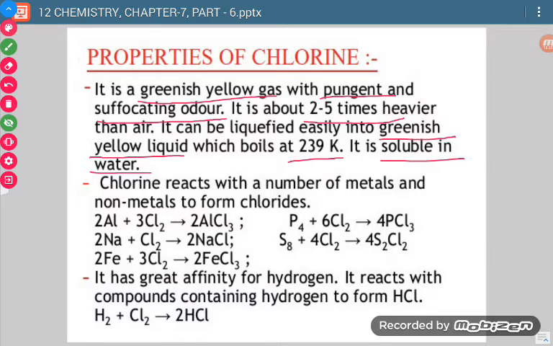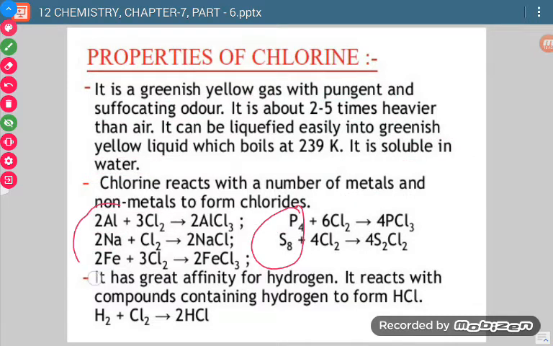Chlorine reacts with a number of metals and non-metals to form chlorides. Now see, these are the metals: aluminium, sodium, iron, and these are non-metals: phosphorus, sulfur. So it can react with non-metals and metals also, and it is going to form their chlorides.